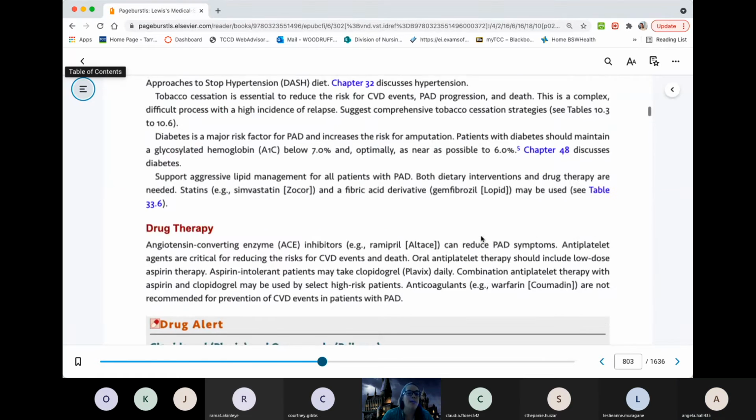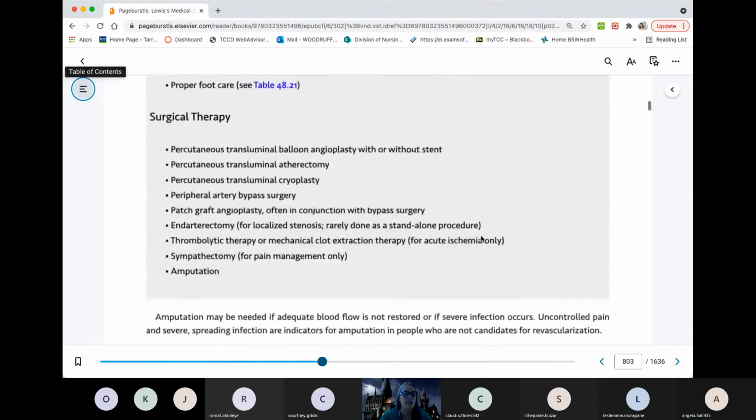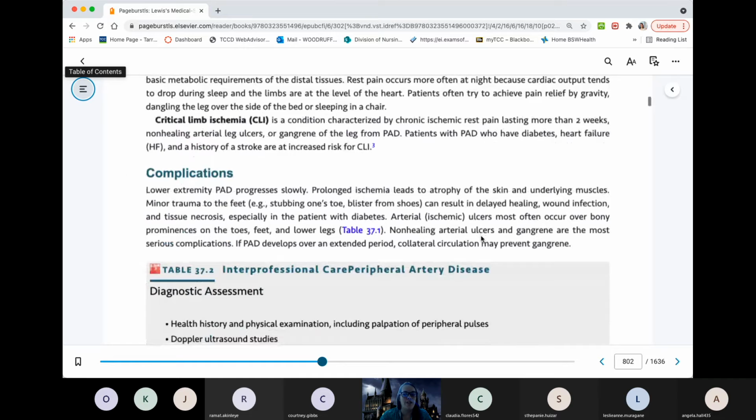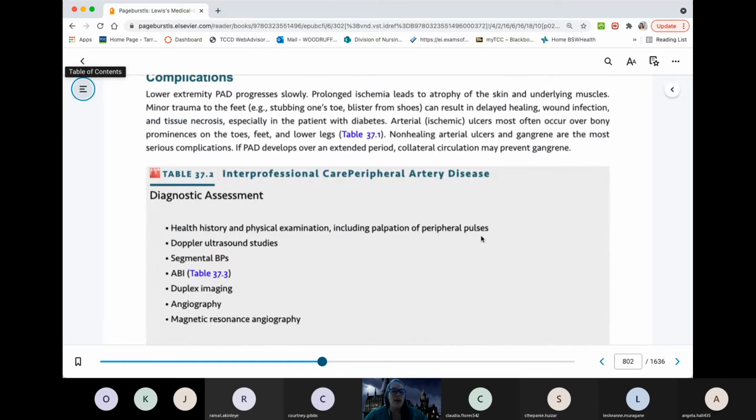Complications. So let's go to the complications section. Under the complications section, it's saying it progresses slowly, and then it starts using all these big fancy words. "Prolonged ischemia leads to atrophy of the skin and underlying muscles." Well, let's say you get to a sentence like that and that doesn't sound like English to you, and you're like, I don't know what that means. Skip it for now. Let's go back to it. Let's see if we can break this down and make more sense.